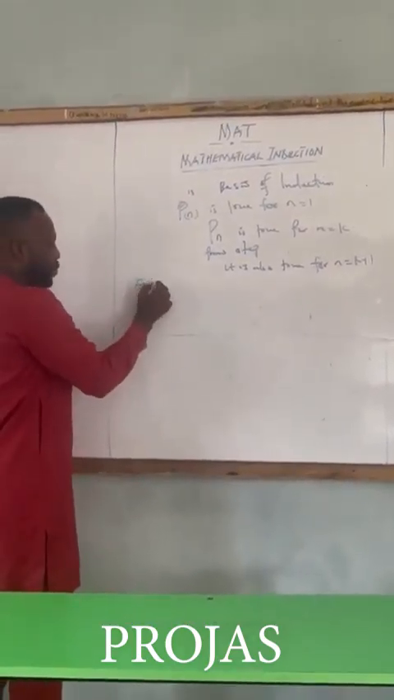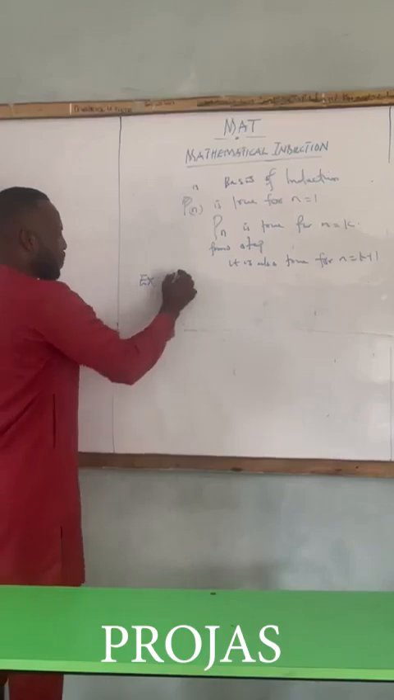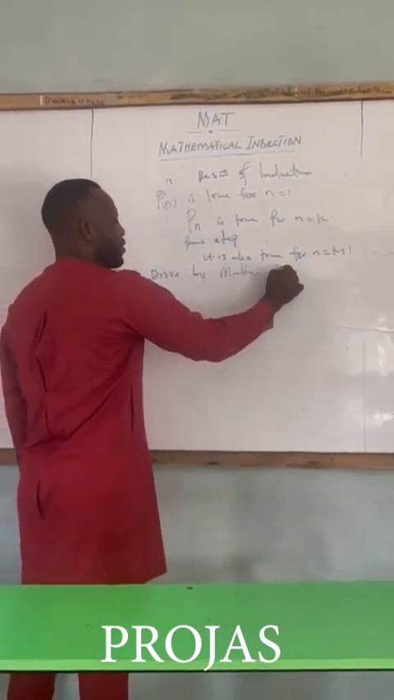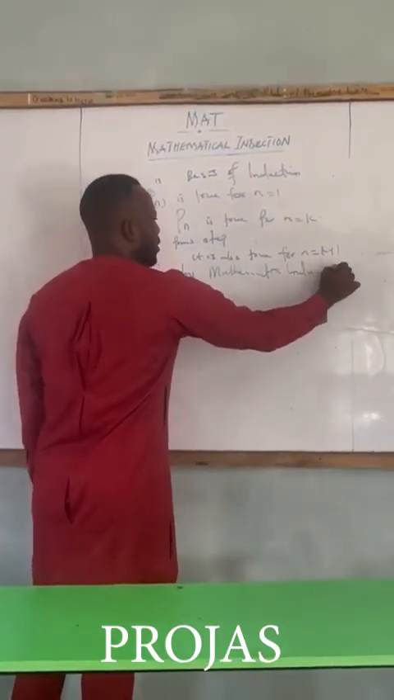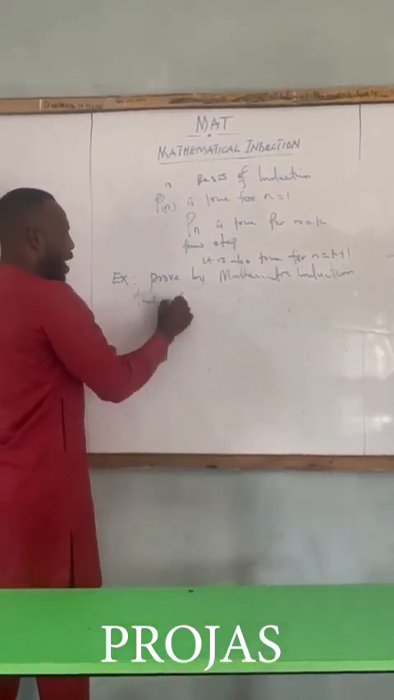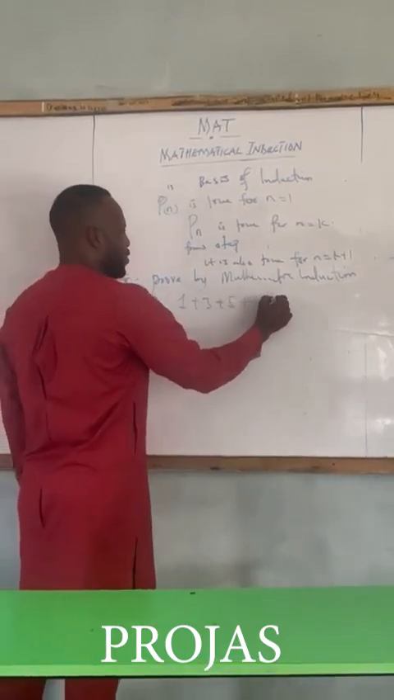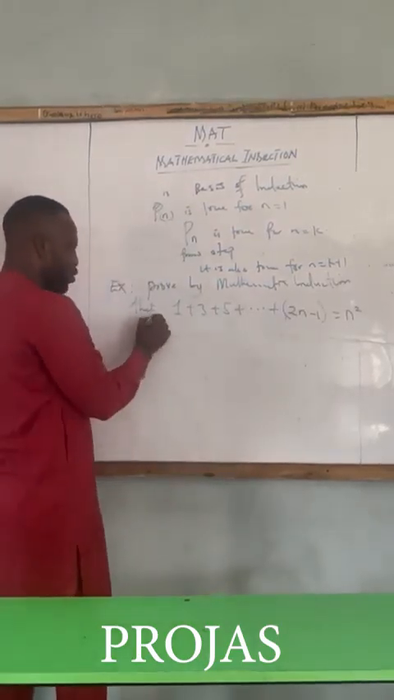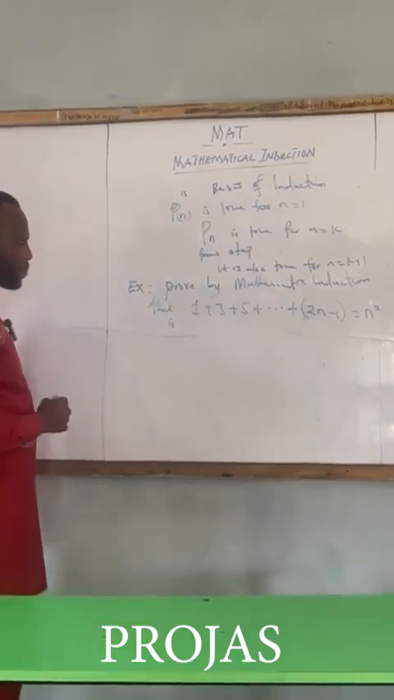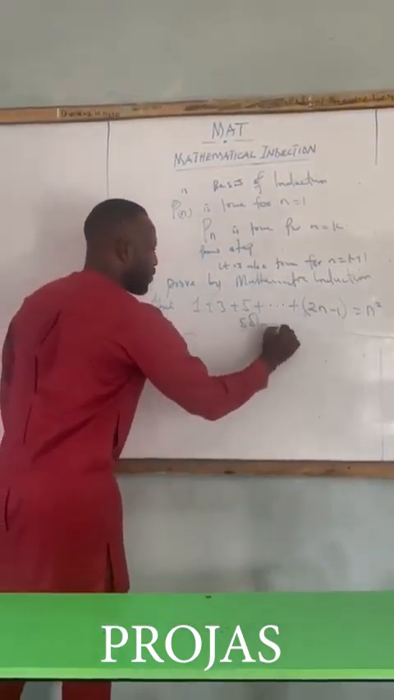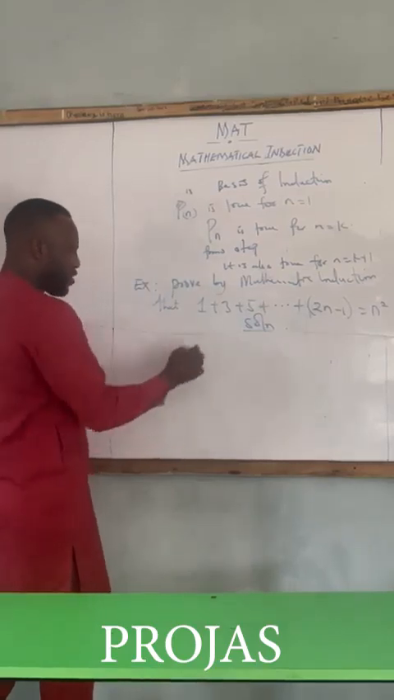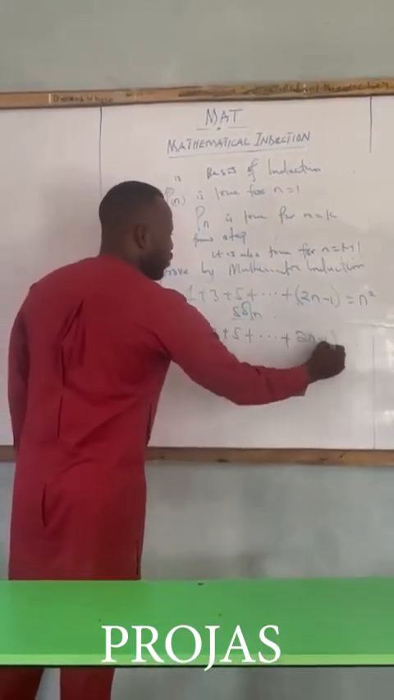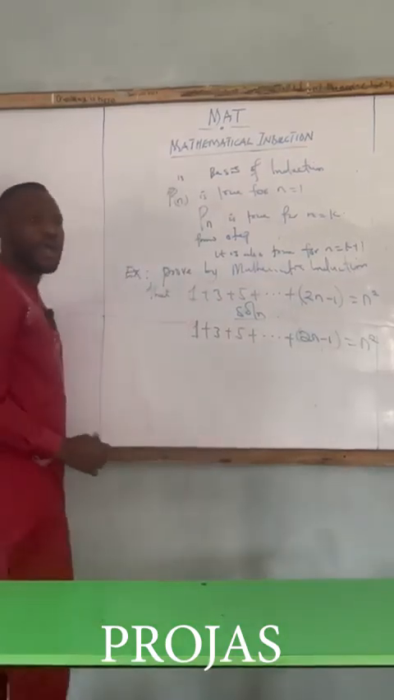Now let us take an example. Prove by mathematical induction that 1 plus 3 plus 5 plus ... plus 2n minus 1 equals n squared is valid. The solution goes thus. We are given this mathematical statement: 1 plus 3 plus 5 plus ... plus 2n minus 1 equals n squared.